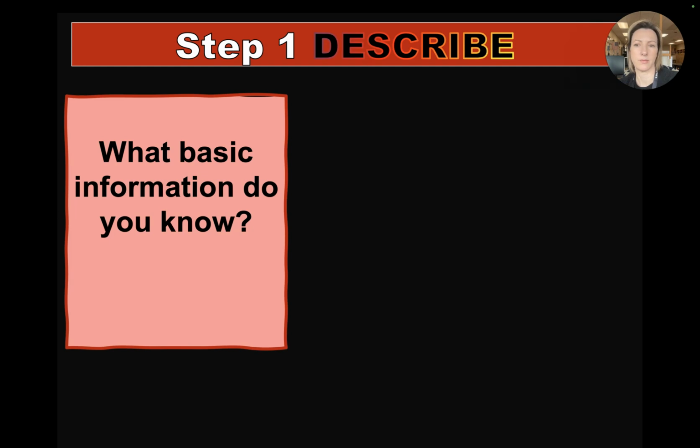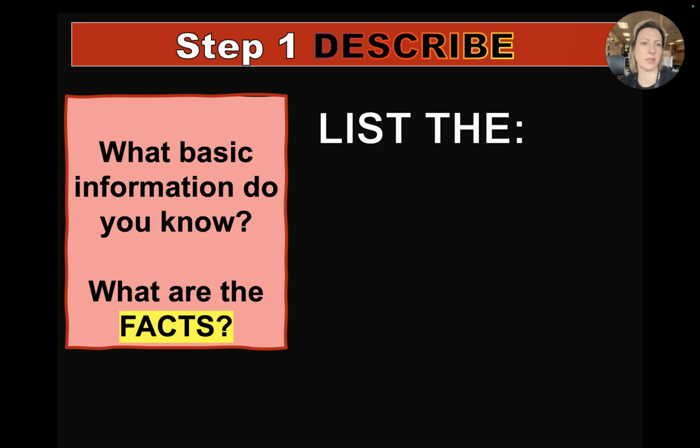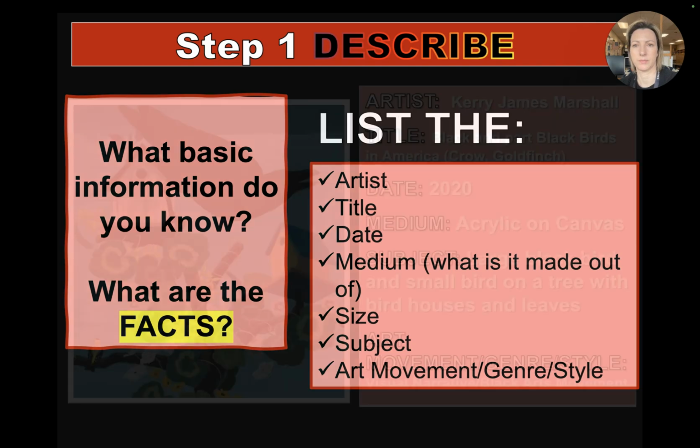So step 1 is describe. What is the basic information you know? What are the facts? Think about if you go to a museum, they'll have a little museum card that will tell you the facts about the piece. Those are the types of things that you want to list: the artist, the title, the date, the medium, which means what is it made out of, the size, the subject, the art movement, genre, or style. You might not be able to find all of these things when you're looking at a piece of art, but try to list as many as you can find.